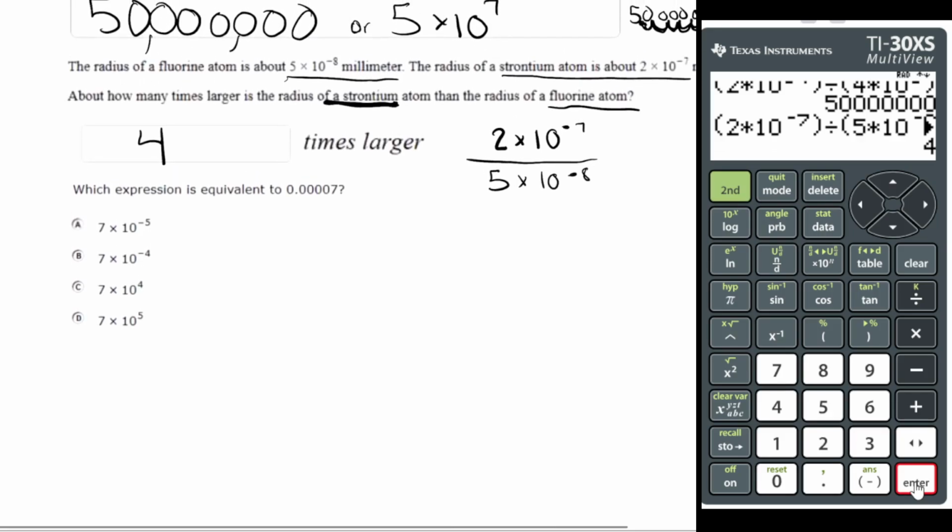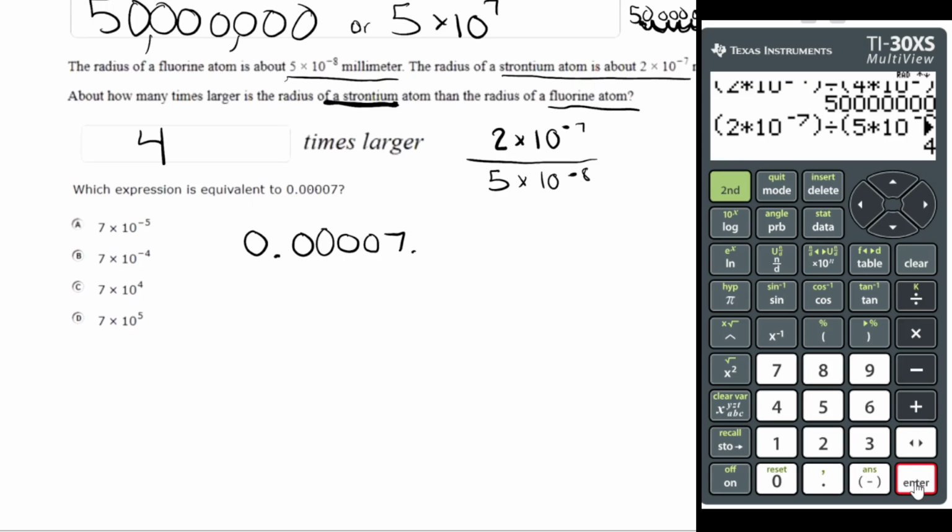Let's go to our final question for this video. Which expression is equivalent to 0.00007? So we're going to do this the same way we did the other one. I'm going to rewrite it here so it's a little bit more spaced out and bigger. There are 1, 2, 3, 4 zeros, and then 7.